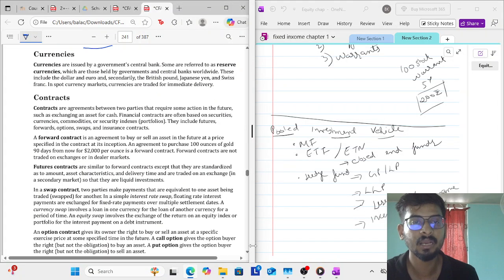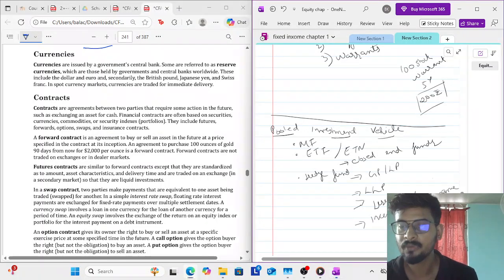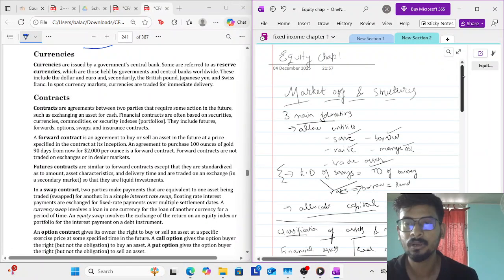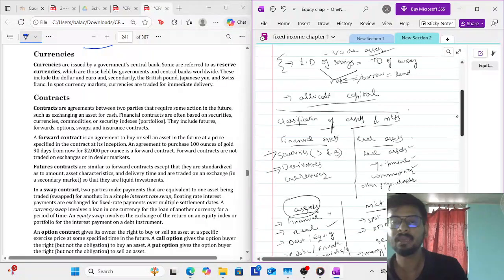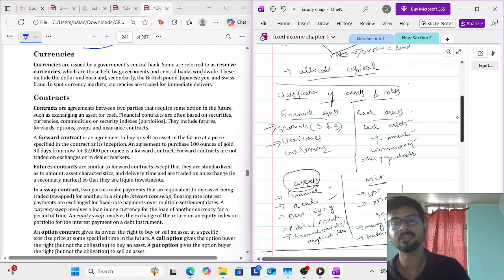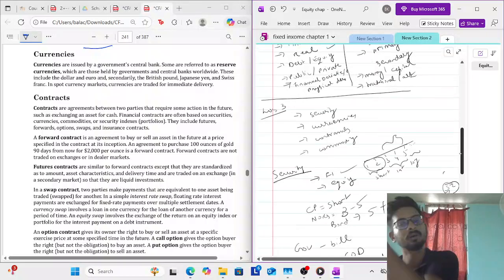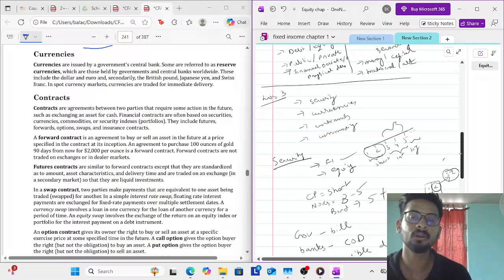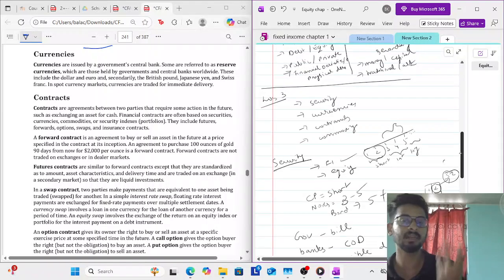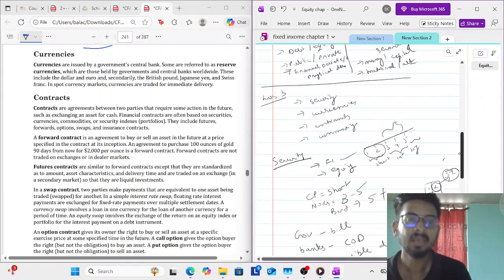Currencies are issued by government. So we have learned about the financial system. Let's see in a quick glimpse what we have learned here. We have learned that there are three main functions, and we have learned about classification of assets and markets. Then we learned about securities. We said we will be learning about security, currency, contract and commodity.